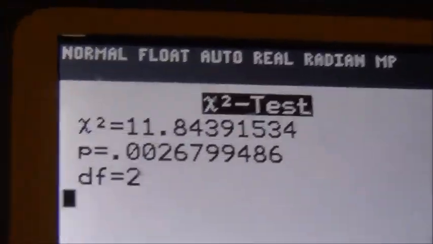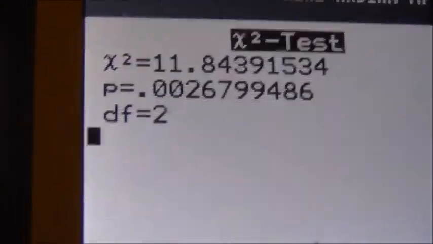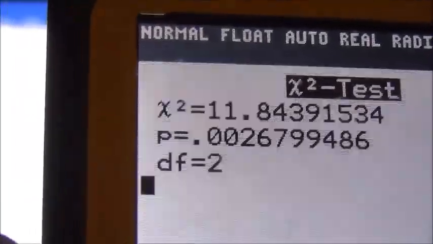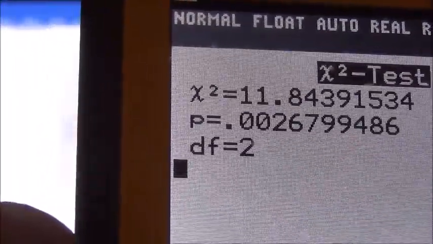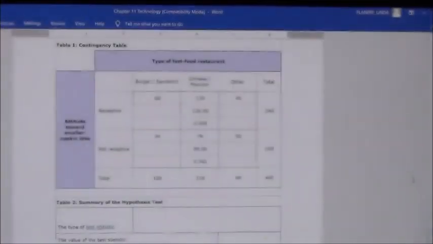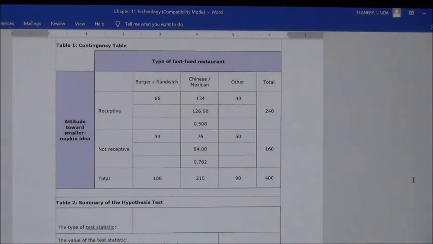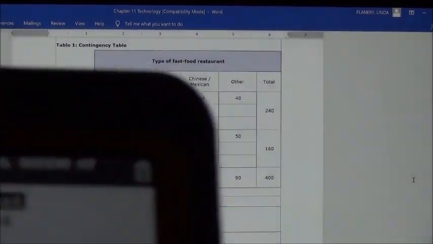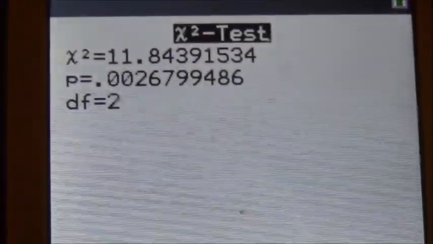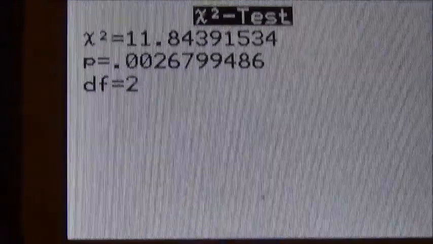So when we calculate that, we get our information, but we're going to jump down to table 2 and actually do that first before we do table 1. So table 2 wants to know the type of test statistic, which is your chi-squared. The degrees of freedom, if you look here on your calculator, it had 2 for your degrees of freedom.